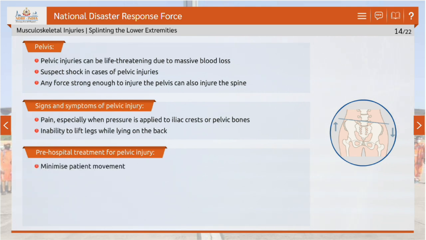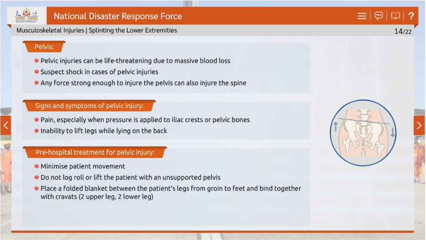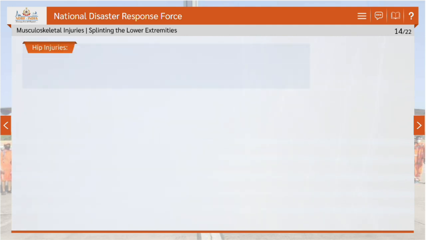Pre-hospital treatment for pelvic injury. Minimize patient movement. Do not log roll or lift the patient with an unsupported pelvis. Place a folded blanket between the patient's legs from groin to feet and bind together with cravats from upper leg to lower leg. Place the patient on a long backboard.